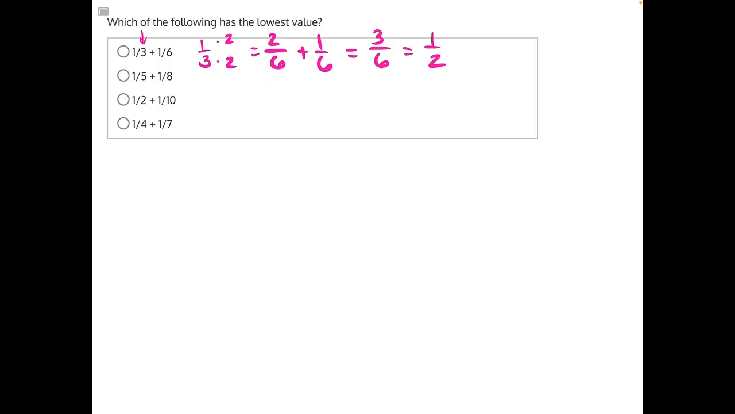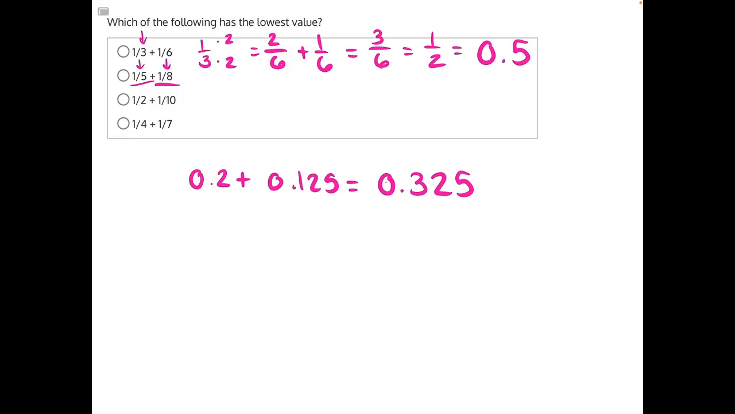For our second fraction, we could convert these to decimal form. We could say 1/5 is 0.2 plus 1/8, which is 0.125, which would give us 0.325. And 1/2, for the sake of ease, I'll convert to a decimal so it's easier to compare. Then for answer choice C, we have 1/2, which is 0.5, plus 1/10, which is 0.1, which would just give us 0.6.